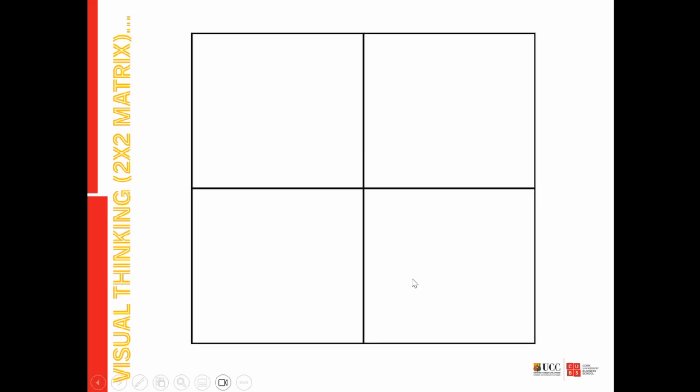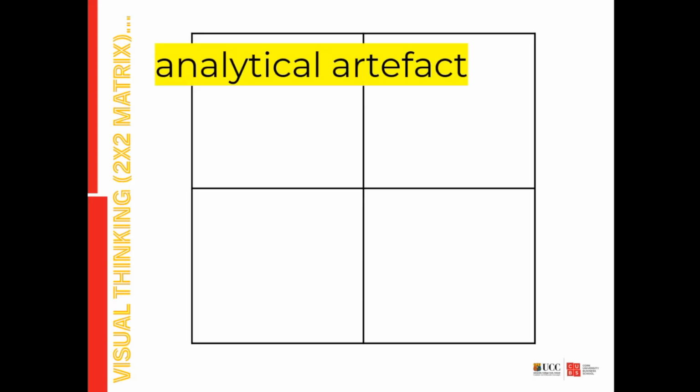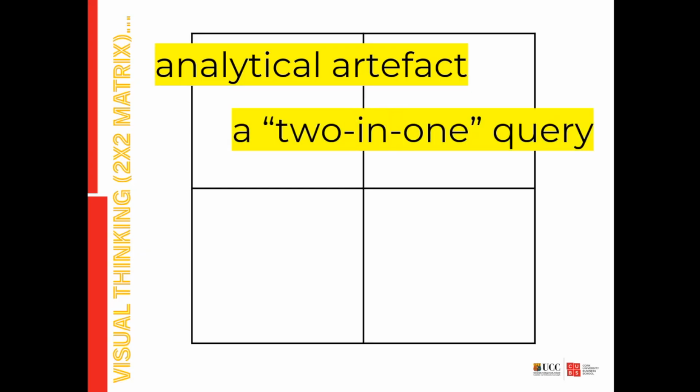If we think about a 2x2 matrix in terms of supporting our visual thinking, I see them as analytical artifacts in and of themselves, very aware of their limitations in that we're taking a very reductionist view on something. But it allows us to really see the tensions that might exist between two things that we feel are related and have a very interesting relationship. So again, a very interesting concept in that respect.